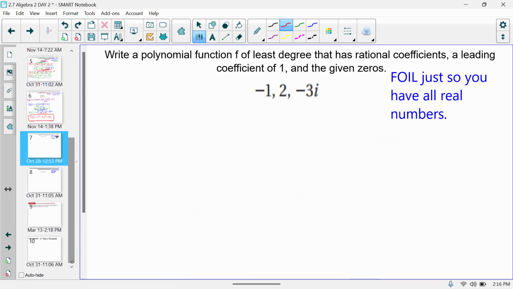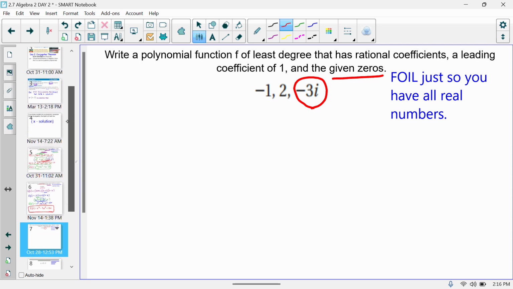Okay, a couple more here. So same question, write a polynomial function of least degree that has rational coefficients, a leading coefficient of 1, and the given zeros. Again, I want you to focus most on that. So it gives us 3 zeros, okay? But because of this theorem, remember this one is imaginary if it's got i.